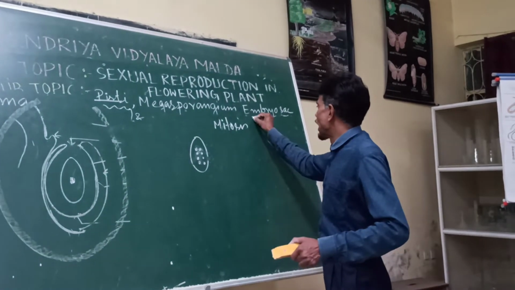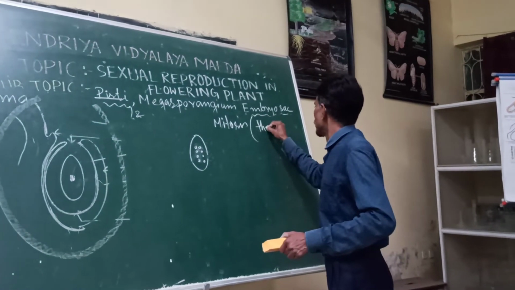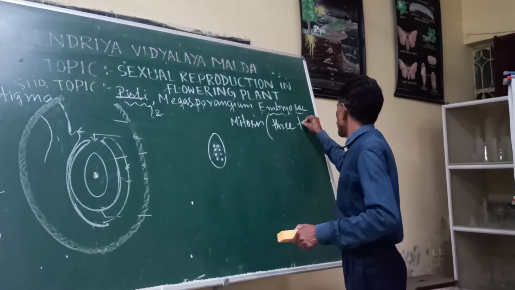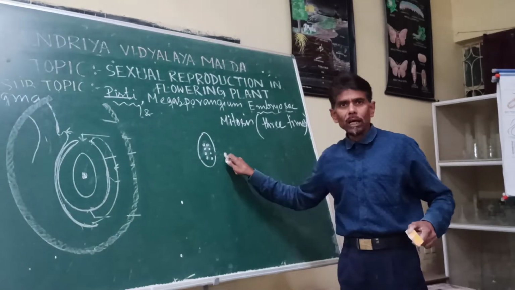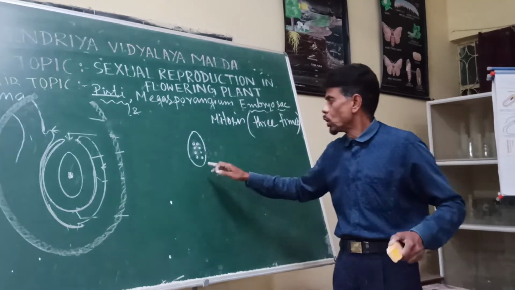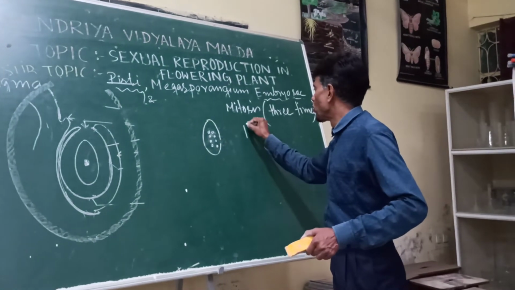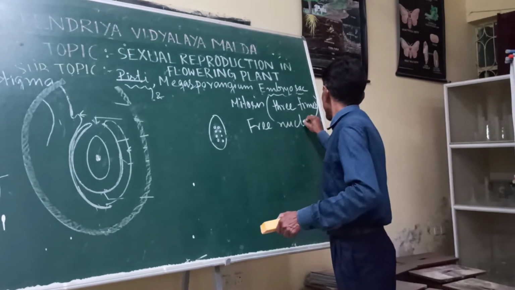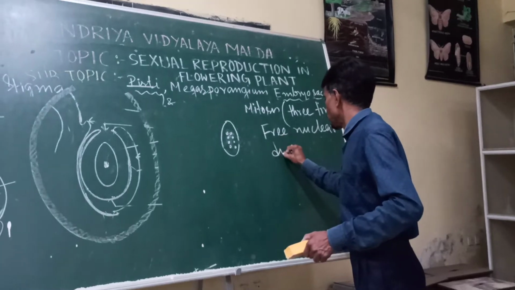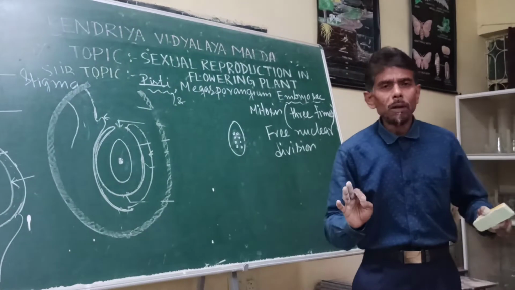So how many times does mitotic division take place here? Three times, by means of which the single nucleus is totally divided into 8 nuclei. And this is a free nuclear division. What does it mean, free nuclear division?